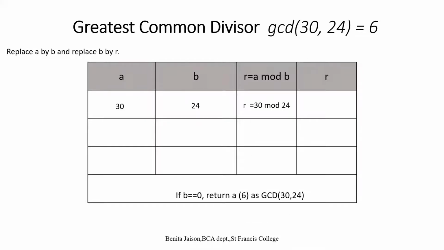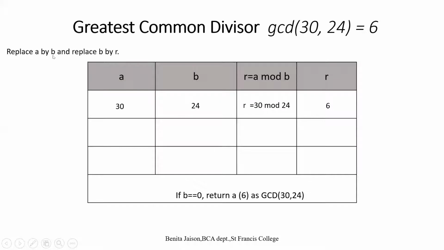When 30 is divided by 24, what is the remainder? So we are getting the remainder as 6. Got it? So we got the remainder as 6. In the next step, listen here. In the next step, I have written one line over here.